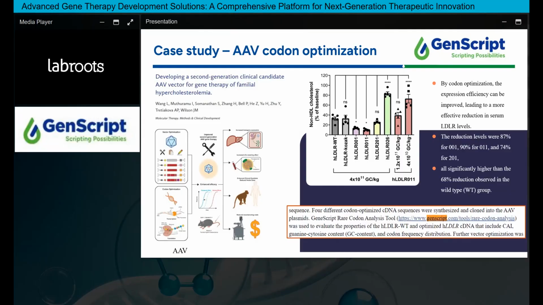I would like to highlight the innovation here: with the GenScript codonization tool, in terms of CAI, GC content, and codon frequency, codon optimization and expression can be improved, leading to a more effective reduction of serum LDLR level.